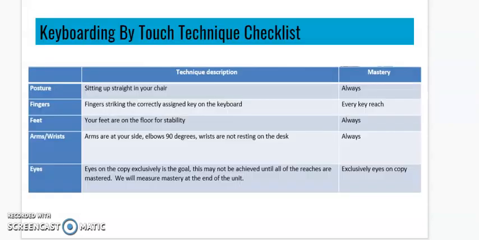And so as we are looking at the keyboarding by-touch technique checklist, here are the things I want you to think of: feet, seat, arms, wrists, fingers, and then lastly, when you get ready, you're going to be thinking about the eyes, which is the sixth thing. All right, I have this put into a 5-point checklist.